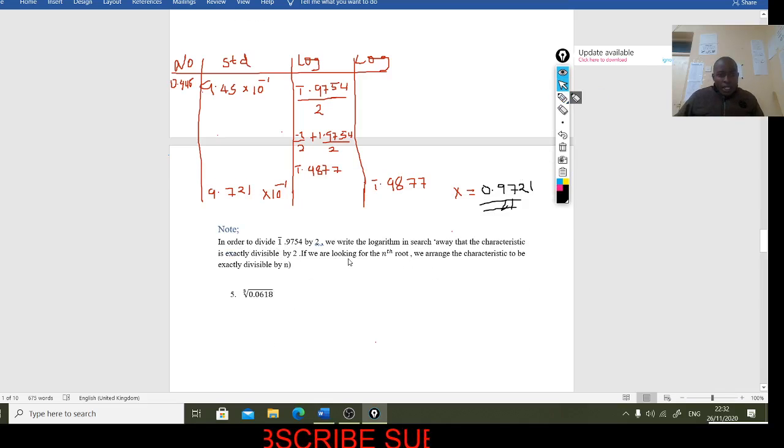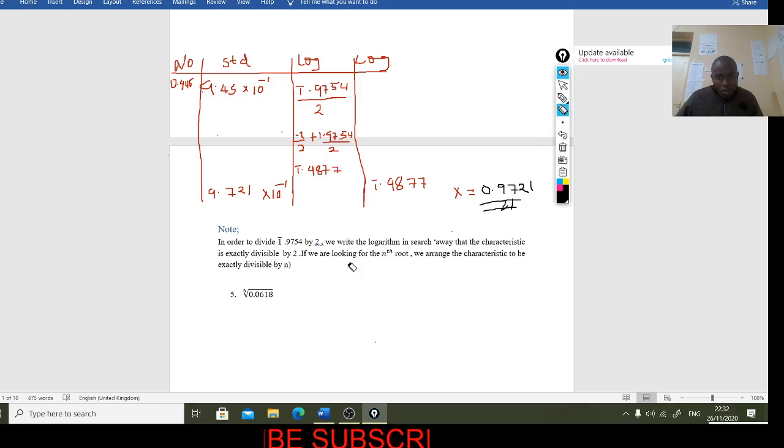Now we need to note that in order to divide a power of 1 point this by 2, we write the logarithm in such a way that the characteristic is exactly divisible by 2. If we were looking for the nth root, we arrange the characteristic to be exactly divisible by n, like I explained from above. So remember, this is divided by 3, so I'll ensure that I start with negative 3 plus whatever gives you that characteristic, like I've explained from above.